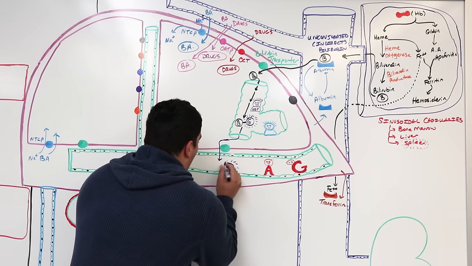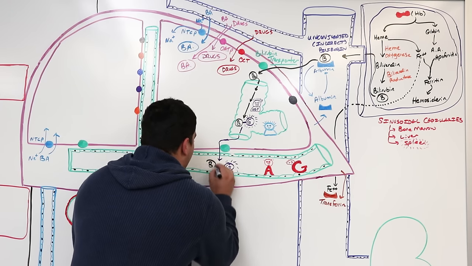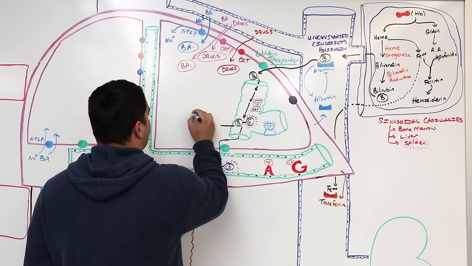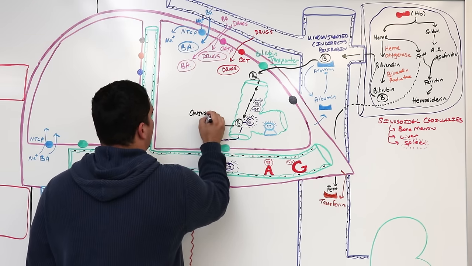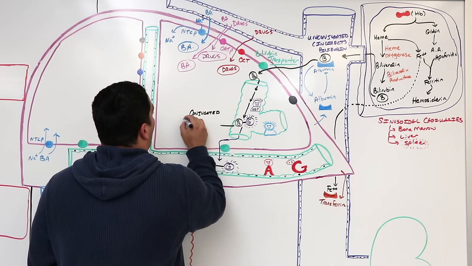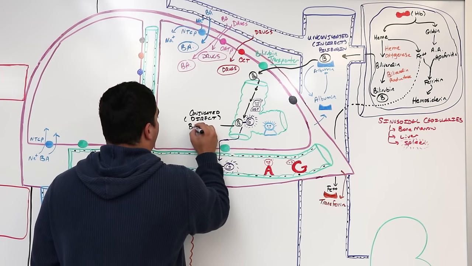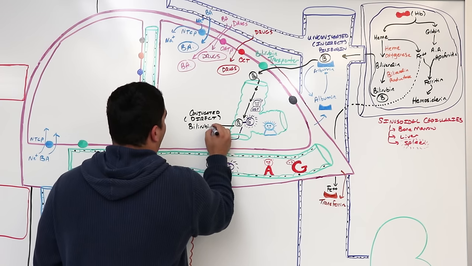All right, now let's write this one down because again, it's important. What kind of bilirubin is this called? This is called conjugated or direct bilirubin. Again, you can't forget these things.